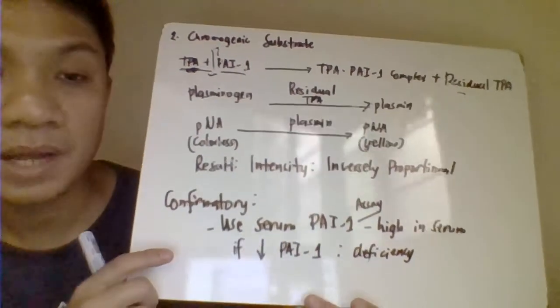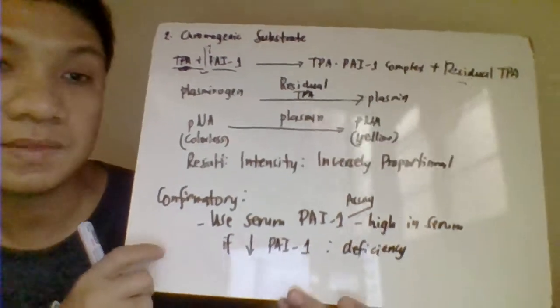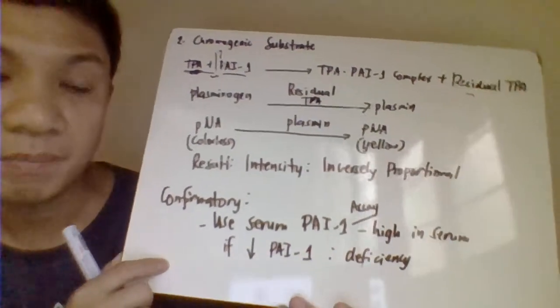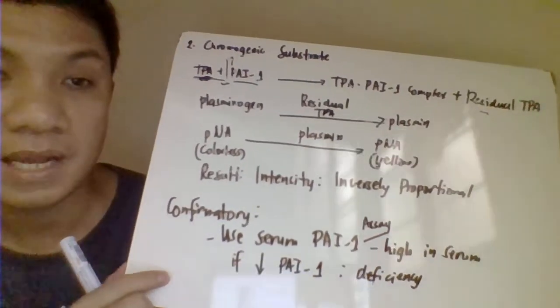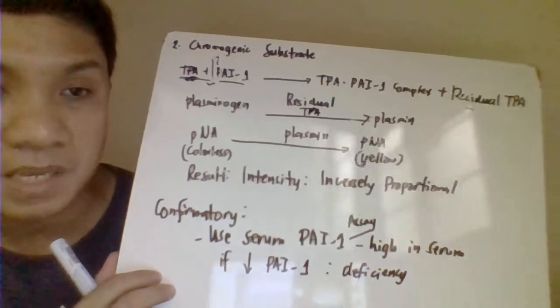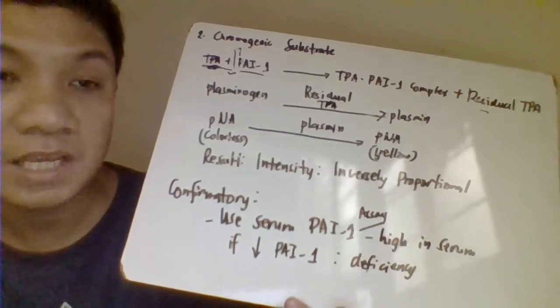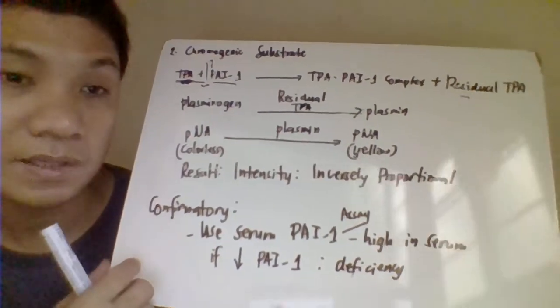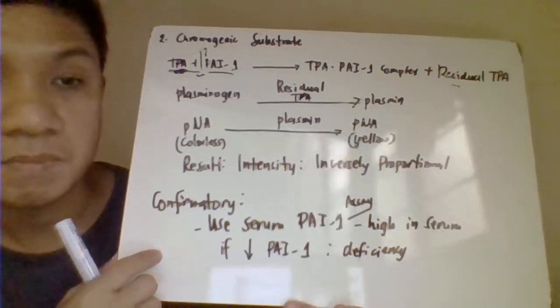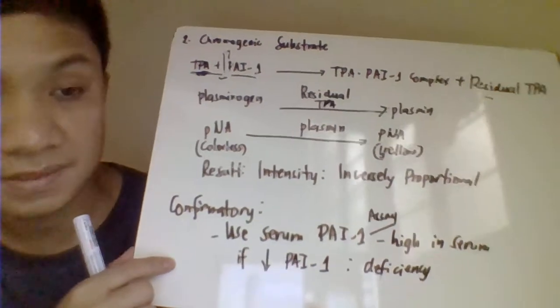Okay, to confirm this one, so instead of the plasma, gagamit tayo ng serum as our sample for that because your PAI-1 most likely ay madami siya sa serum ng patient. So, pag kumuha ka ng blood, serum ang sample mo dito, pag mababang level ng PAI-1 sa serum, it will signify that the patient would have the PAI-1 deficiency.